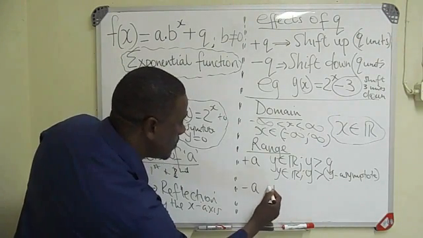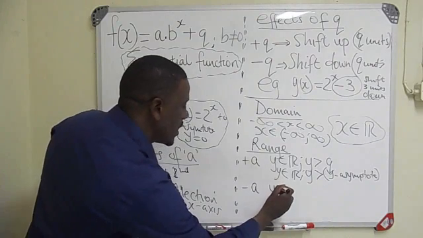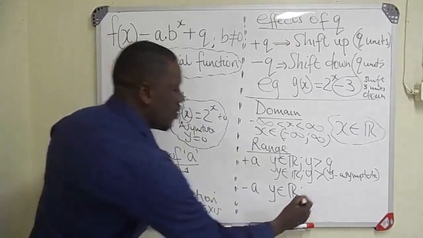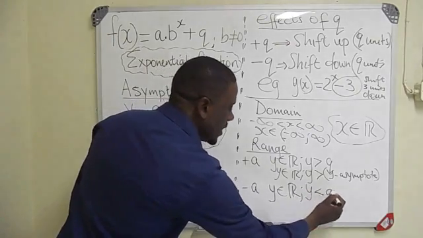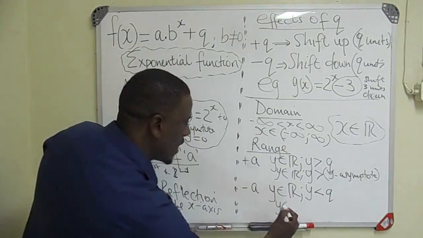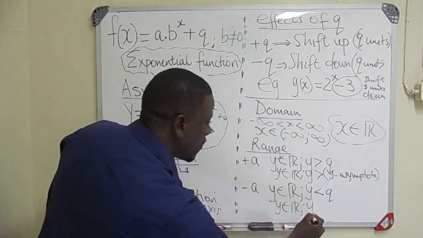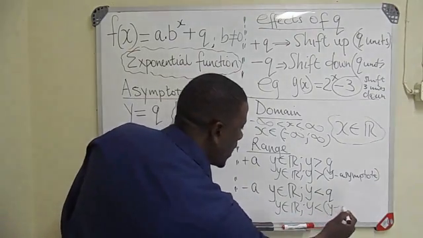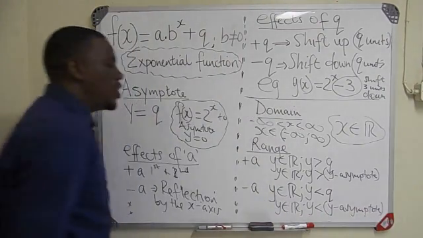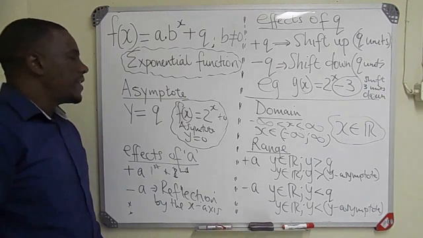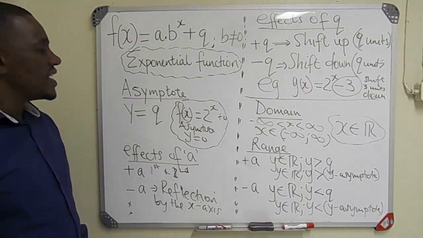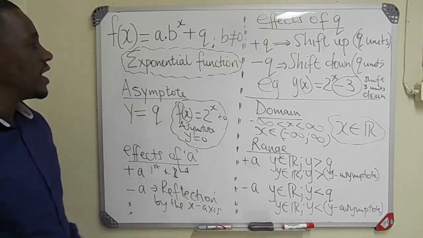So our graph will be y an element of real numbers, y less than q, or y an element of real numbers, y less than our y asymptote. Note that the function and its characteristics respond to the transformation that occurs to that particular function.